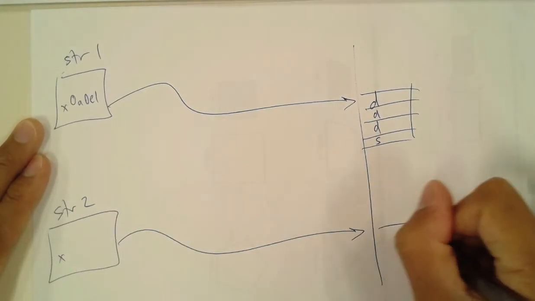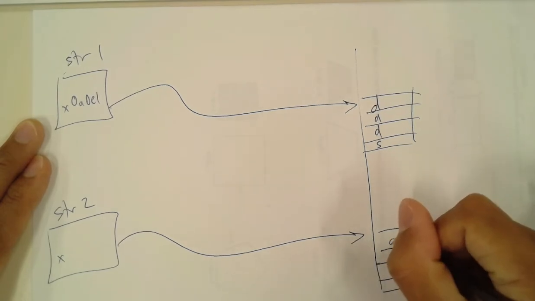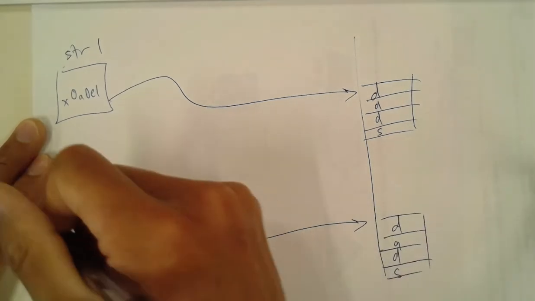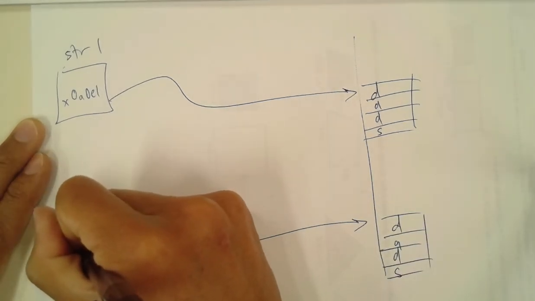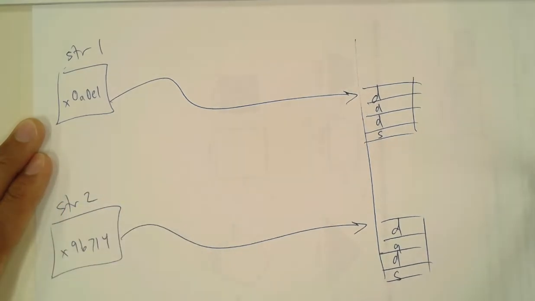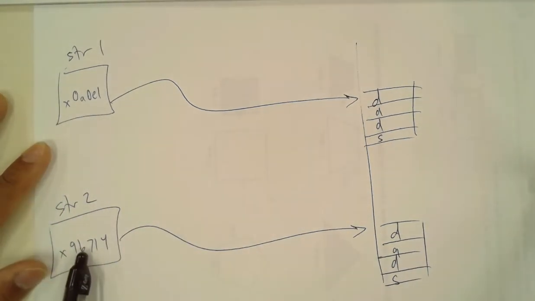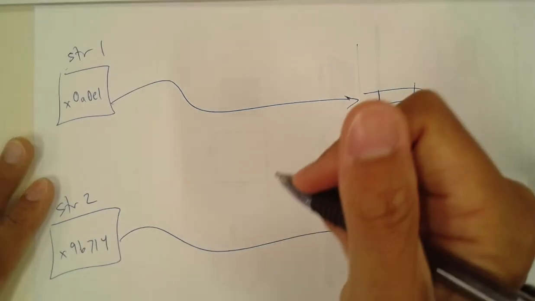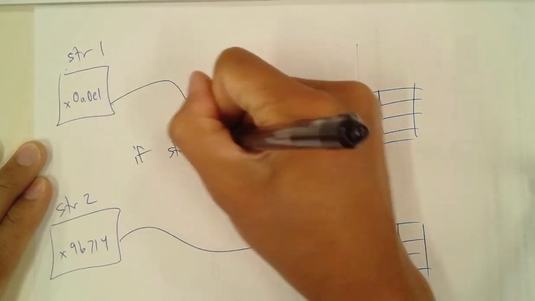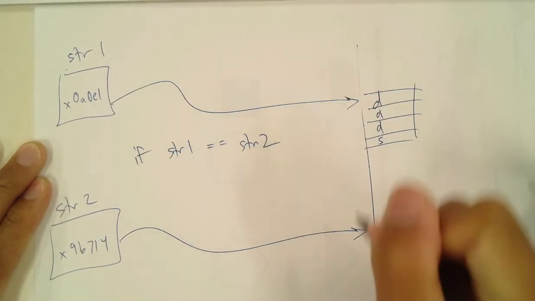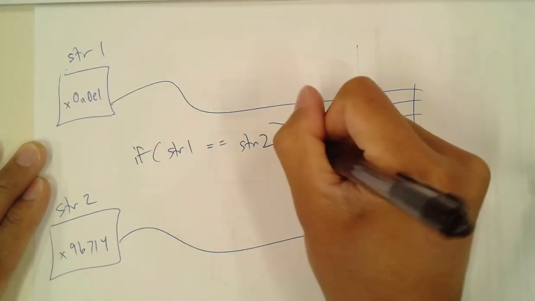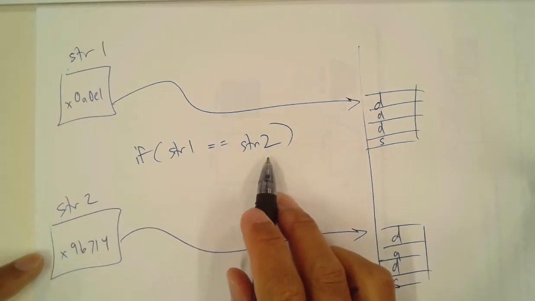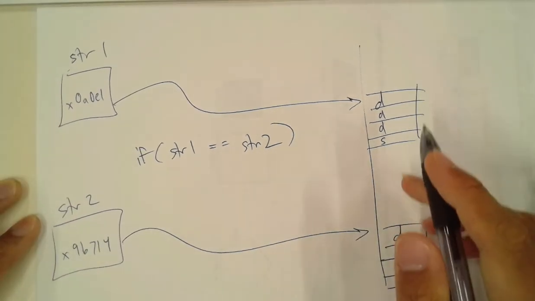to point to a different location in memory where that string is contained, even though it contains the same string, right? DADS. So this one is going to be like 9B714. Okay, so this location is different than this location, even though they contain the string with the same characters. So if I say if string 1 is equal to string 2, right? This is going to be a false statement because string 1 contains this memory location value and string 2 contains this value. So they're different even though they contain the same strings.